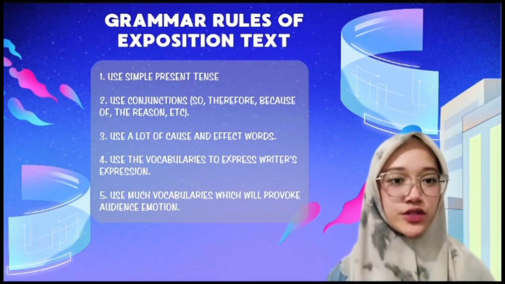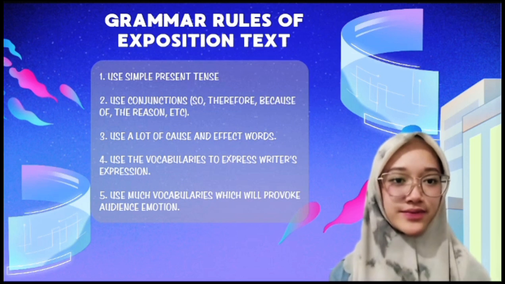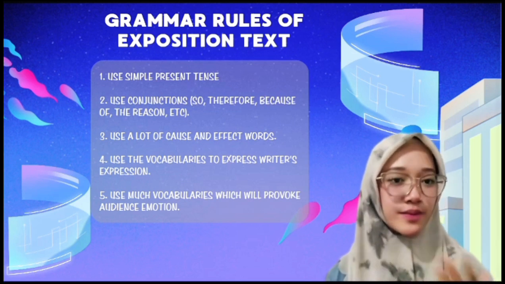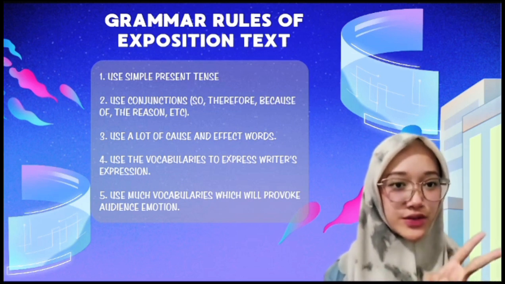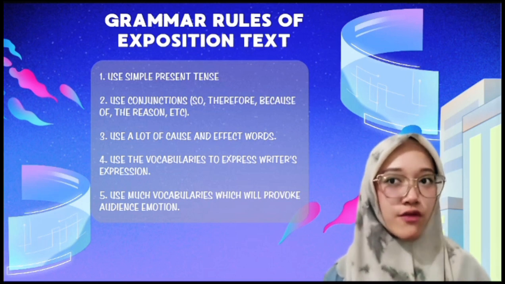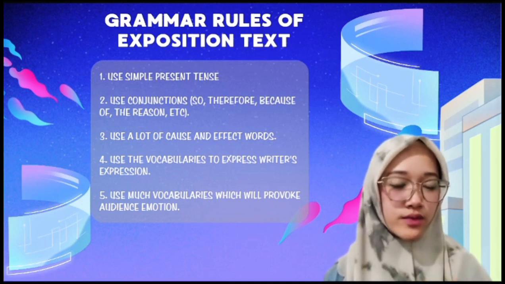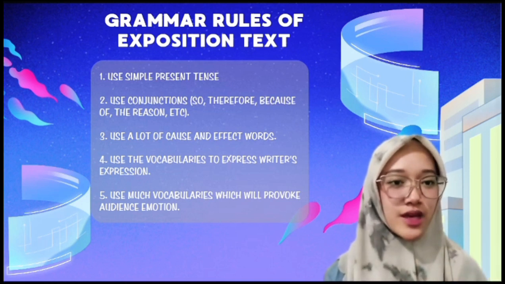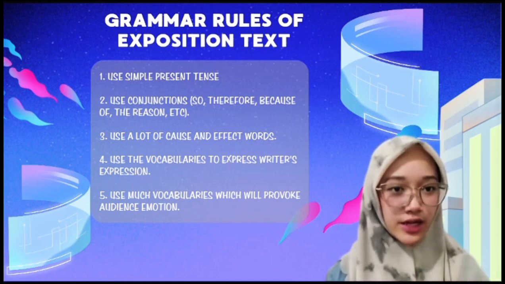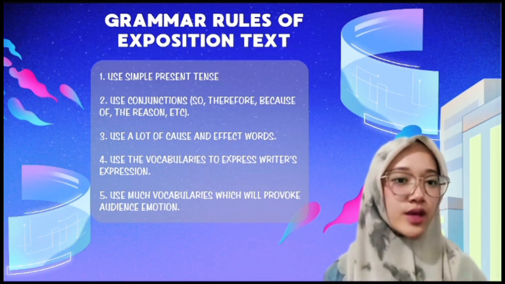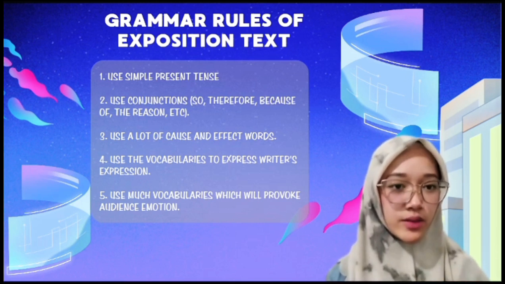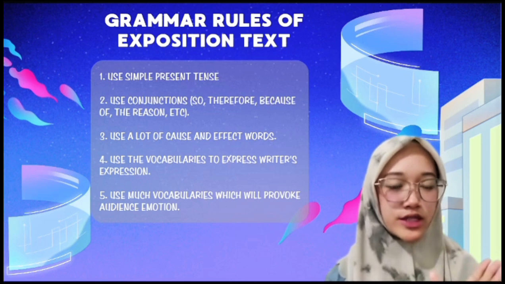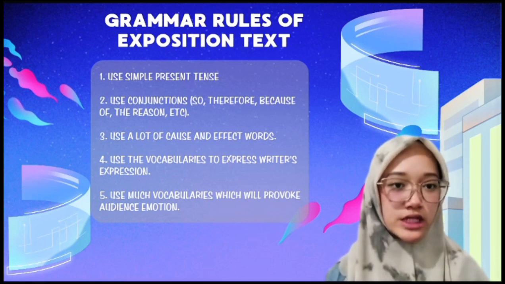Grammar rules of exposition text. Number 1, use simple present tense. Number 2, use conjunctions. For example, so, therefore, because of, the reason, and so on. Number 3, use a lot of cause and effect words. Number 4, use vocabulary to express the writer's expressions. Number 5, use much vocabulary which will provoke the audience's emotion.